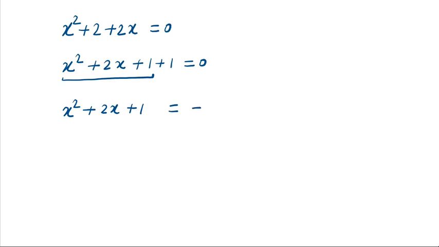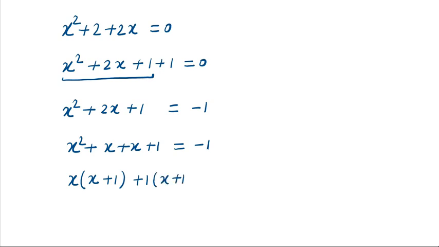If we take the right hand side, then this is minus 1. In the left hand side, we will apply the middle term split. x square plus 2 times x is x plus 1 is equal to minus 1. Look carefully at these two terms. Here if we take common x, then x square divided by x gives x, and this x divided by x gives 1. And here if we take common 1, then you will get x plus 1 is equal to minus 1.